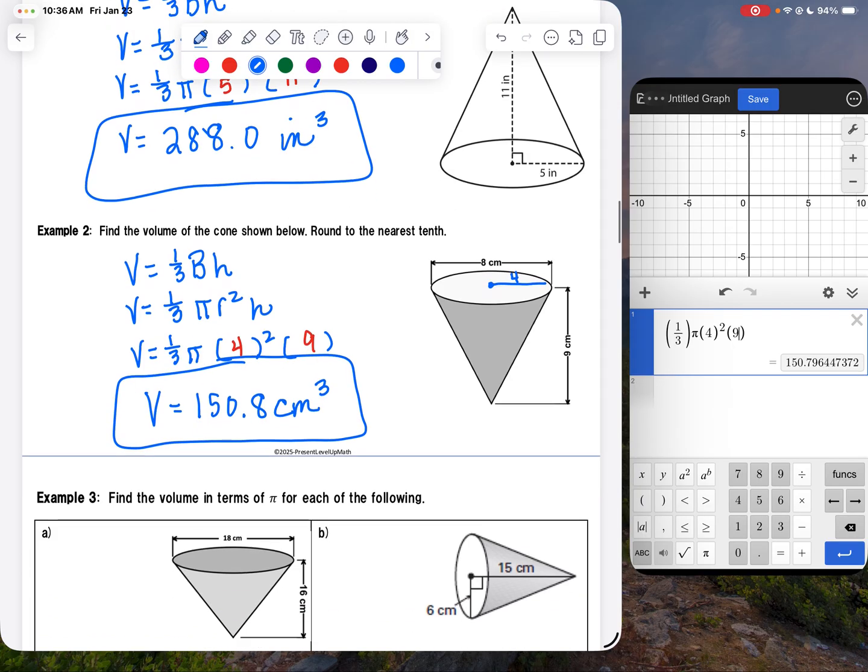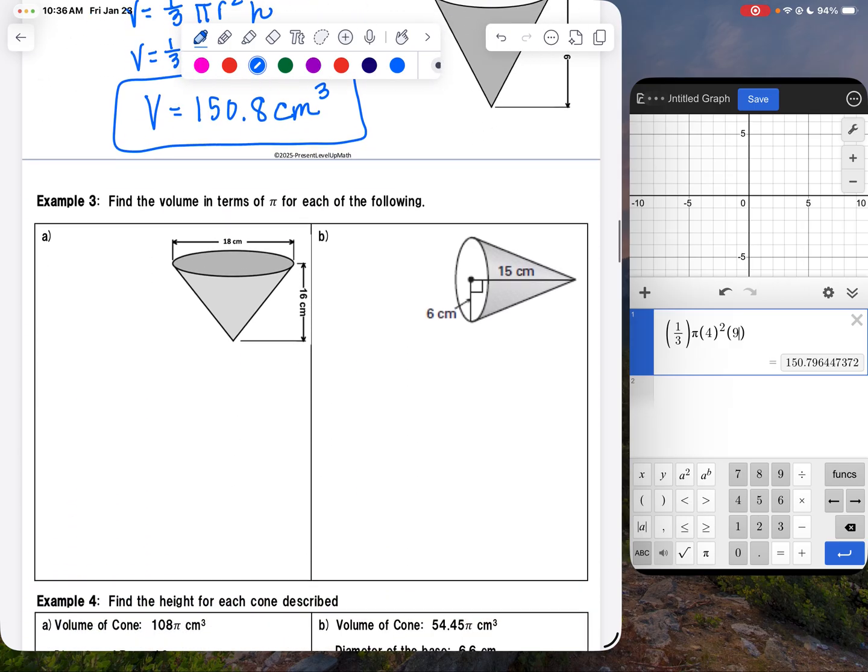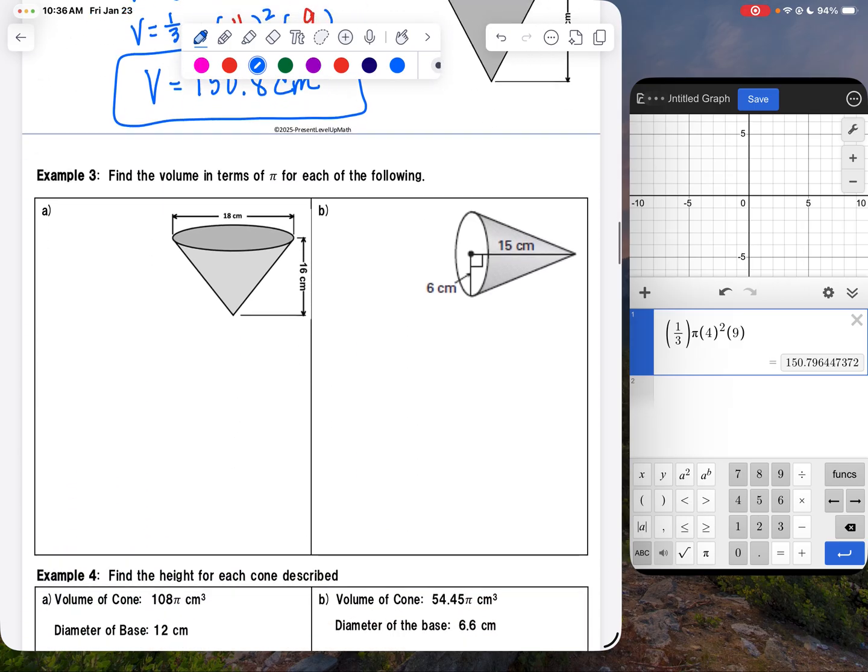All right, example 3. Find the volume in terms of pi for each of the following. So in problem A, we've been given a cone with a diameter of 18. So before I do anything else, I'm going to draw in just the radius and label that with a 9. And this cone has a height of 16 centimeters. Now, I'm asked to find the volume in terms of pi. We'll talk about what that means in just a second.